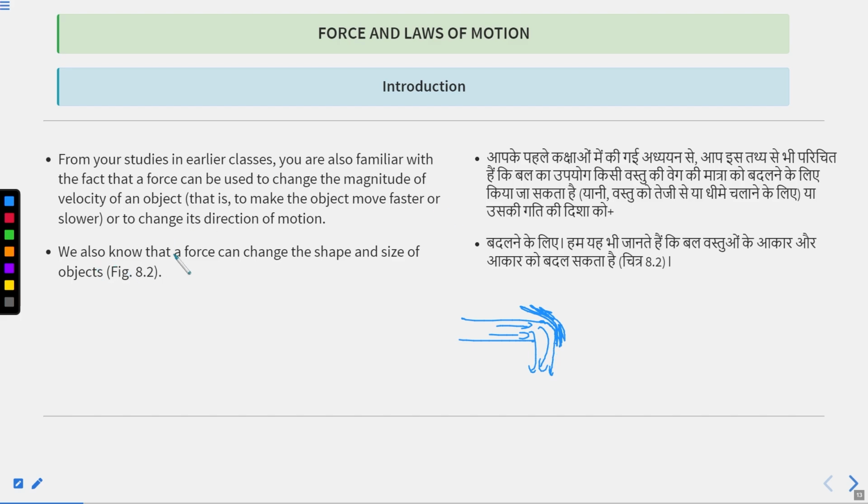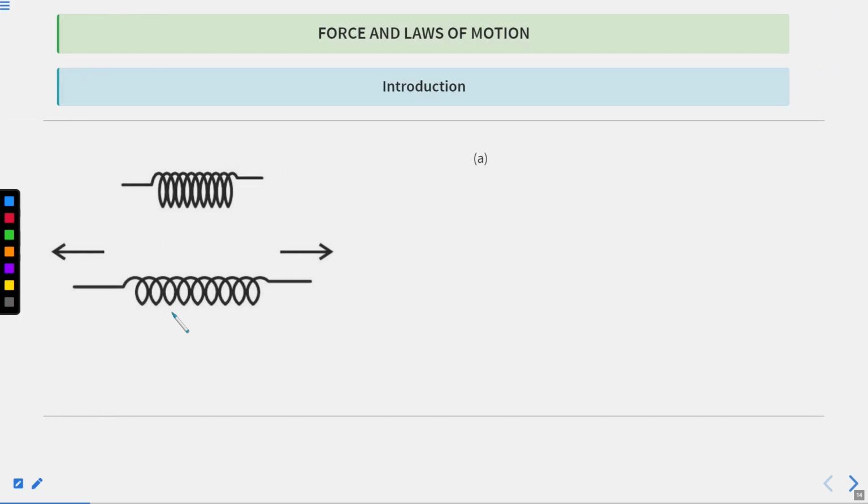We also know that force can change the shape and the size of the object. There is a tin can, you apply force from your hand, it will deform. How? Because force can change the shape, also the size of the object. This is a spring, this is the natural state of the spring. If you apply force in both directions, the spring elongates, it means the force is changing the shape of this spring.